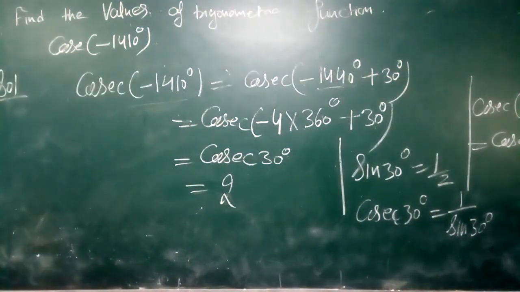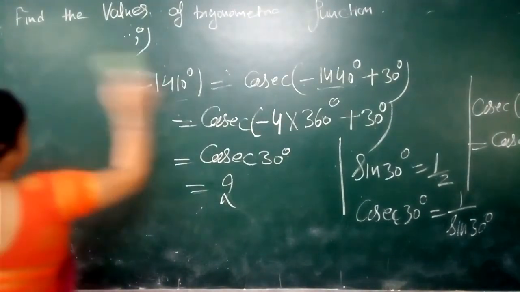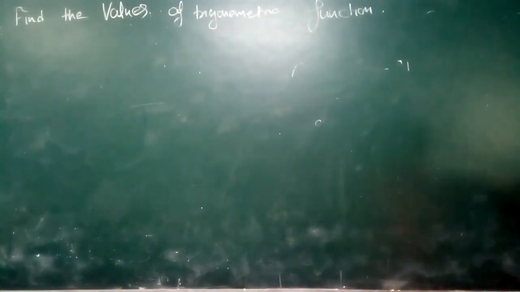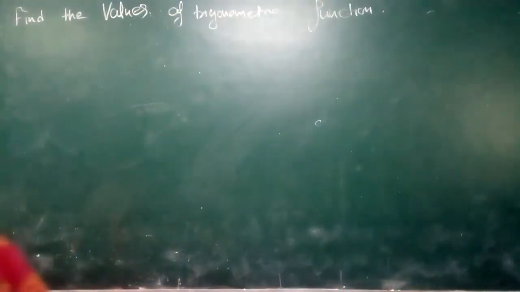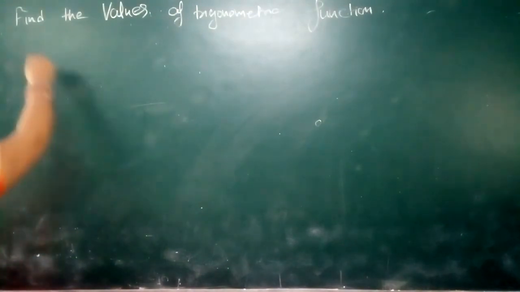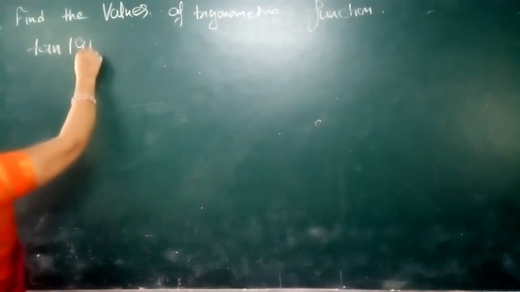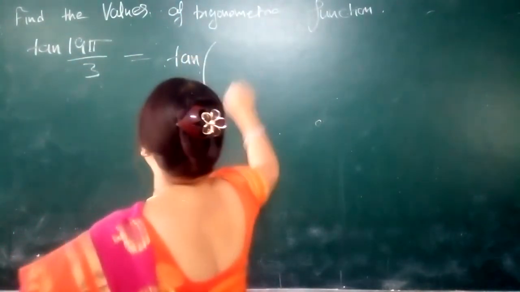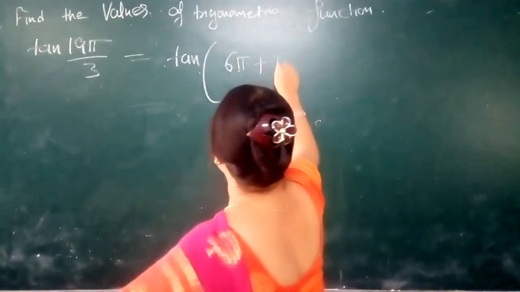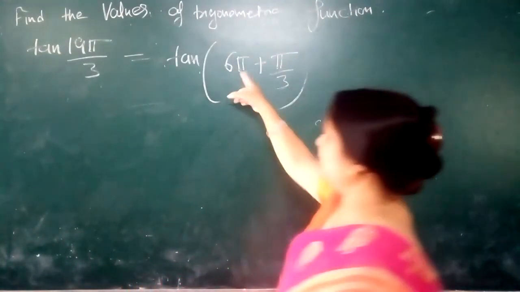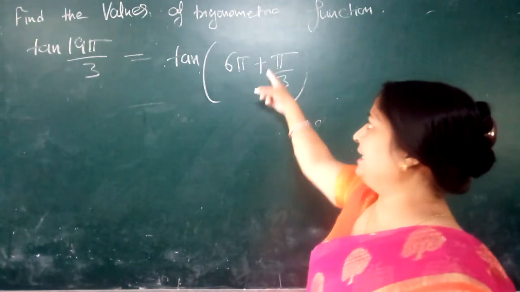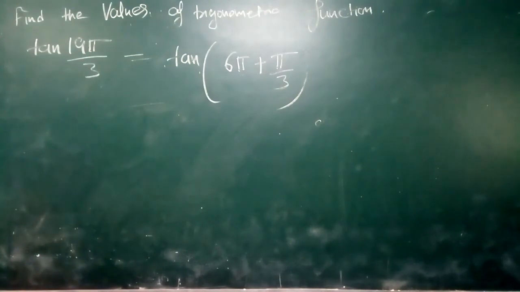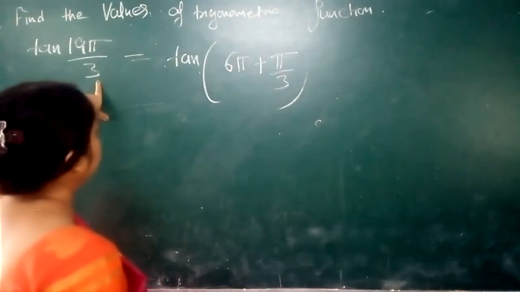Question number 8 is: find the value of the trigonometric function tan of 19 pi upon 3. Now students, we can write this term as tan of 6 pi plus pi by 3. You know that when you take the LCM, it will come 18 pi plus pi by 3. So 18 pi plus pi by 3 is equal to tan of 19 pi upon 3.